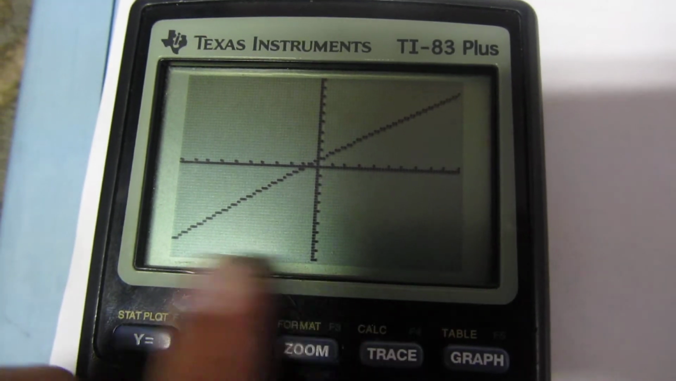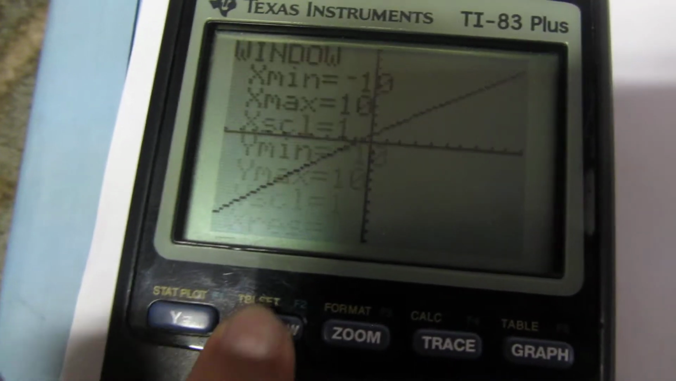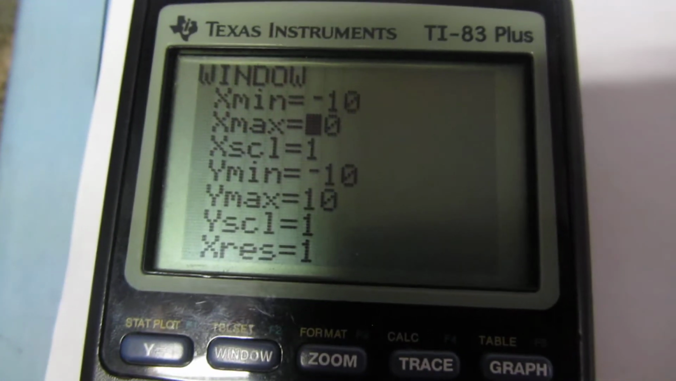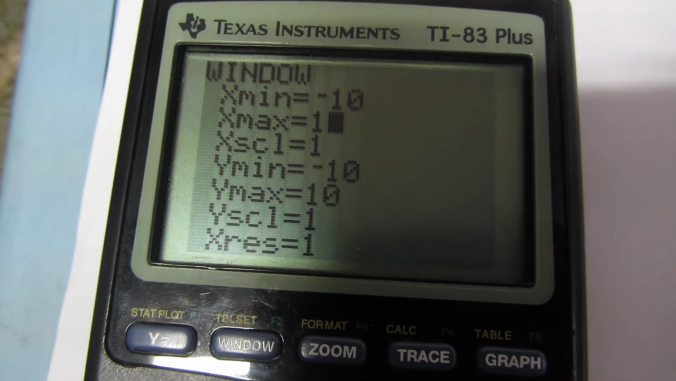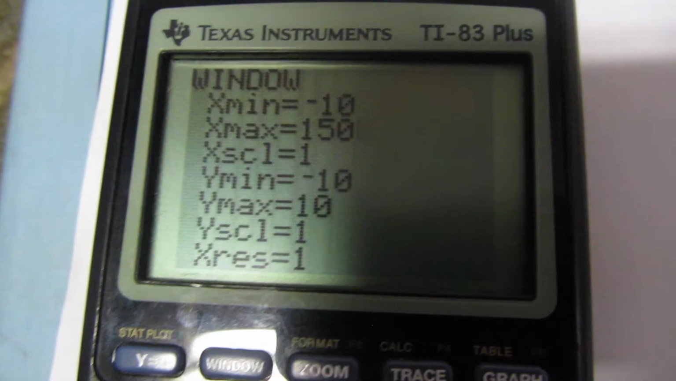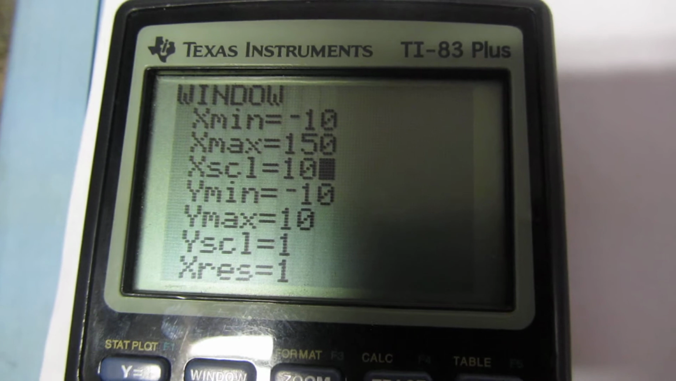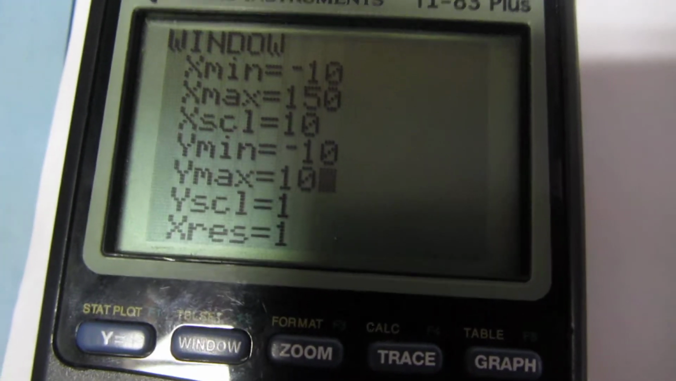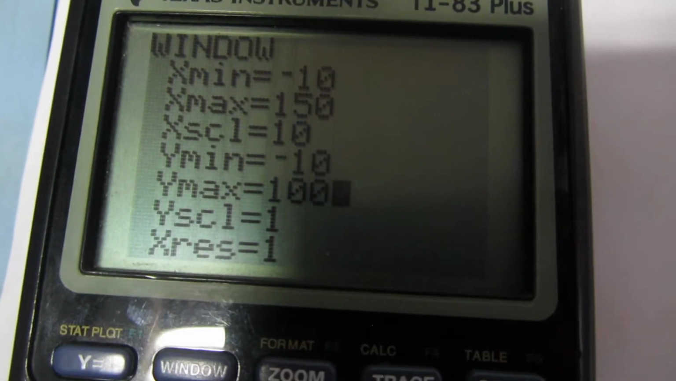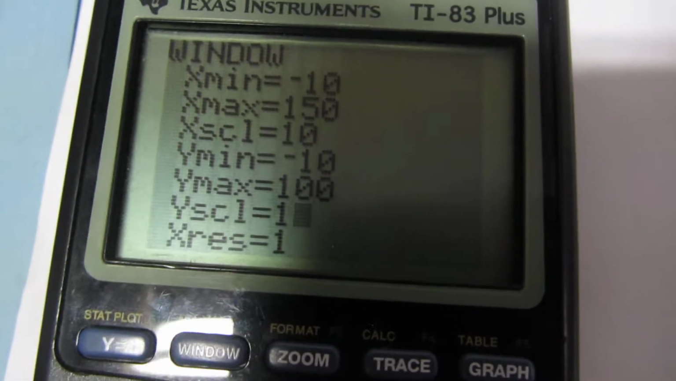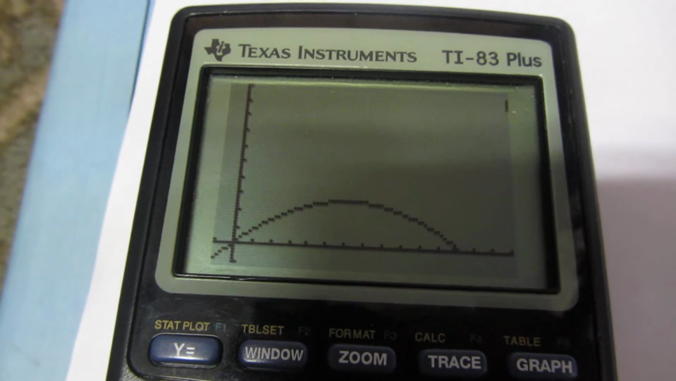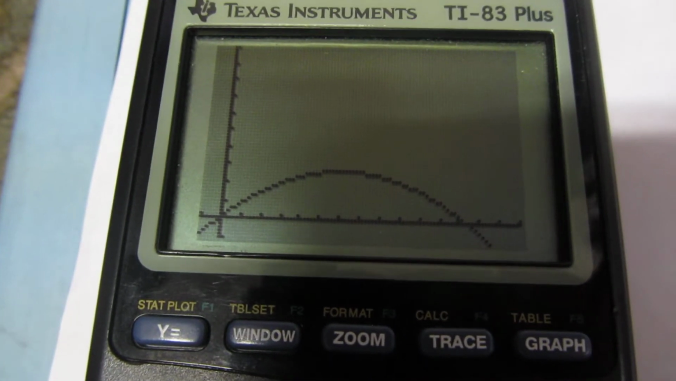As you can see, you can't quite see the end of the graph, so you would need to adjust your window. Let's leave the x minimum as it is. Let's get the x maximum to equal 150 and the scale to be by tens. For y minimum, you would leave it the same, and y maximum would be 100, with the scale by tens, and you would hit graph. See, now you can see the whole graph.